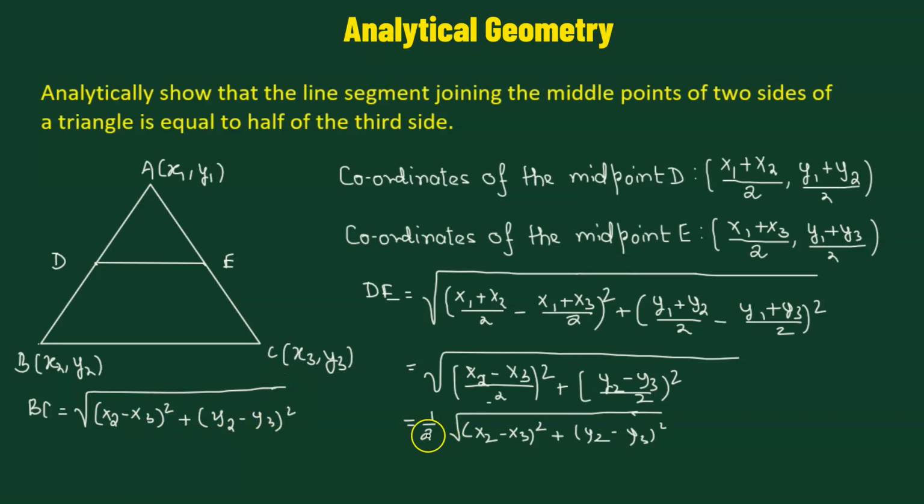Now clearly, we observe that half is multiplied to the length BC. So let's replace this value with half times BC. Therefore, we have successfully shown that DE, the line joining the midpoints of two sides of a triangle, has a length exactly equal to half of the third side. The third side here is BC.